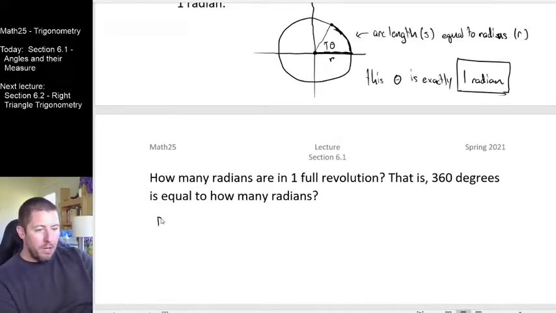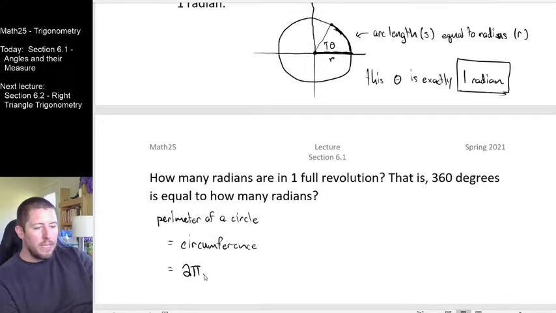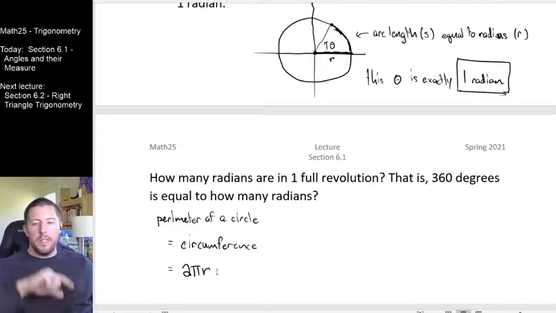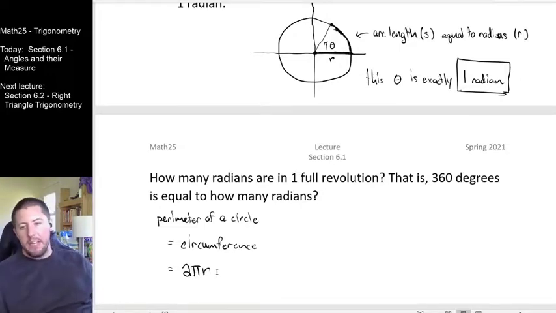Importantly, the perimeter of a circle is what we refer to as the circumference of the circle. And that formula for circumference, this is just our basic circle facts, is 2 times pi times the radius. That will always give you the full perimeter length of any circle. All you have to know is the radius. So if the radius of a circle is 5 feet, then its perimeter is 10 pi feet. 2 times 5 times pi, right?